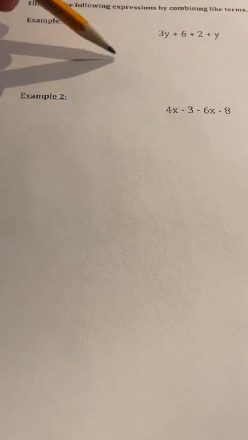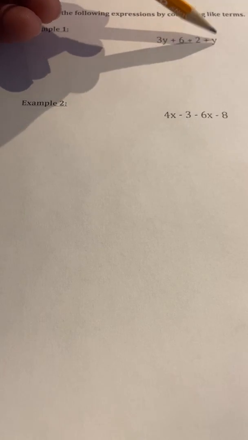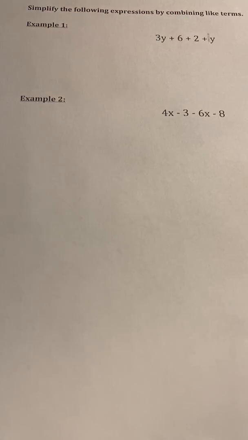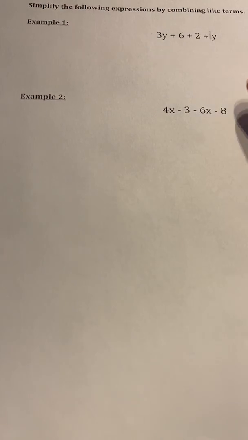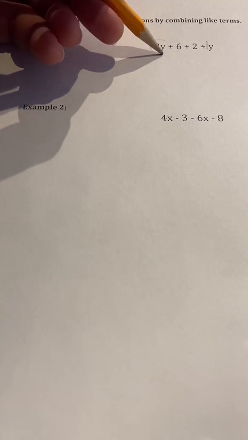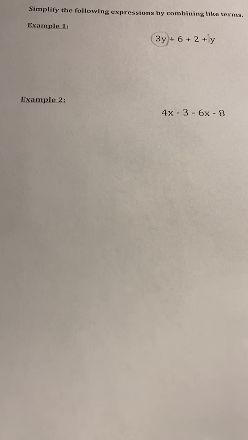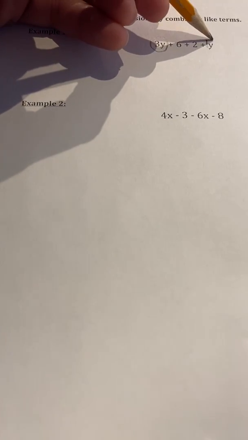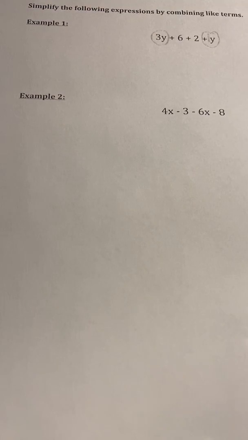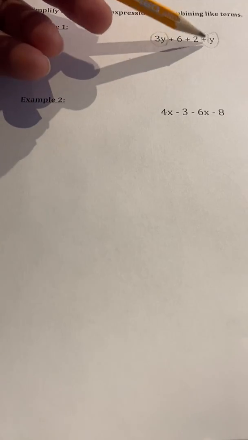All right, let's look at example 1. I have 3y plus 6 plus 2 plus y. So what we need to do is figure out which are the like terms. If I look here at the 3y, I see that's going to go with y. Oh, but there's no coefficient in front of this y. So whenever I don't see a coefficient, I'm always going to put a 1. So the y without a coefficient is 1y. So my 3y is going to combine with the plus 1y. I circled the 3y, and let's circle the plus 1y.